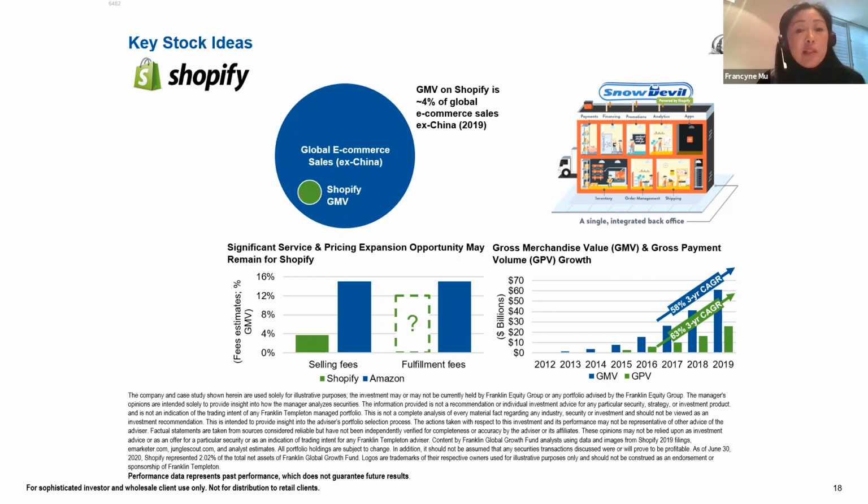So as the business has grown, it has started to expand its total addressable market from providing services initially to the SMEs to now larger enterprises.